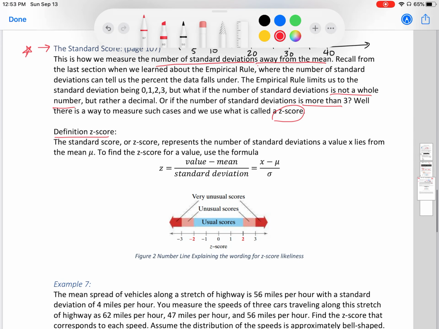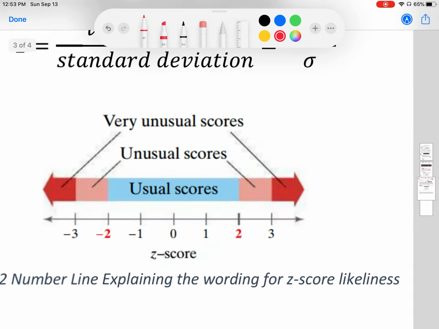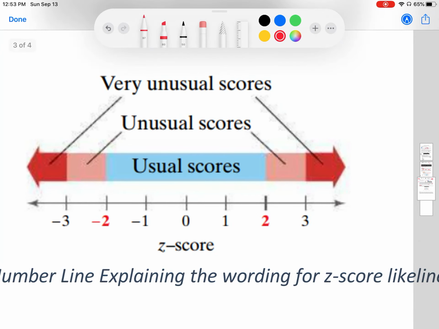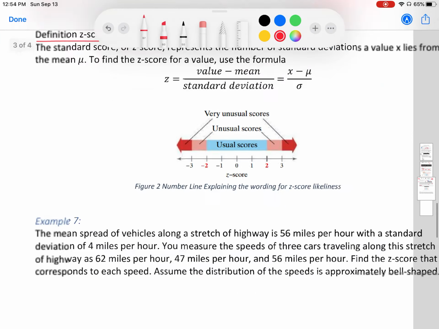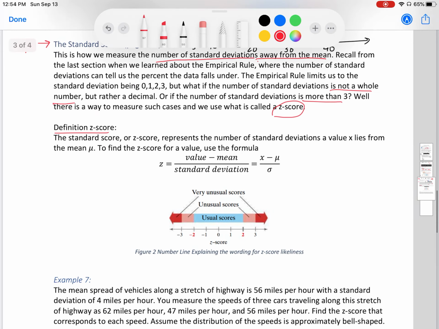Now here's just some wording to help you label something as probable or not. If something falls between 0 to 1 standard deviation, it's normal. 2 standard deviations, not normal. It's pretty unusual. More than 2, 3 or negative 3, it's very unusual. Okay, so again, your z-score is your number of standard deviations, but it allows for decimals.